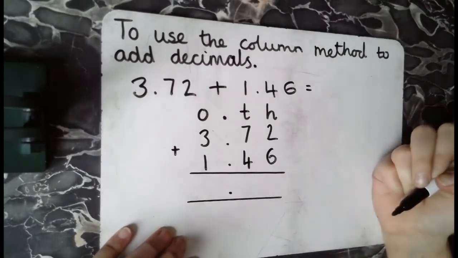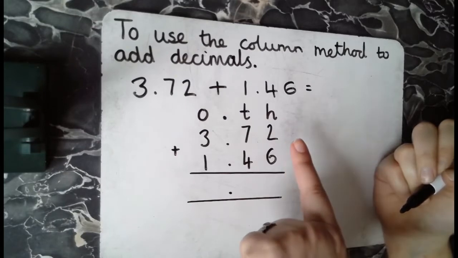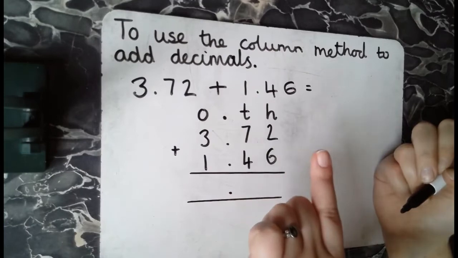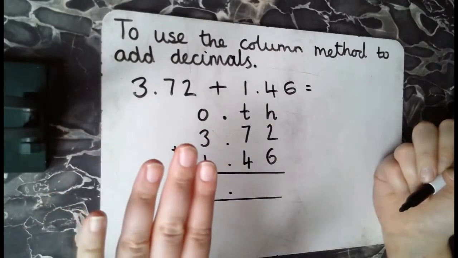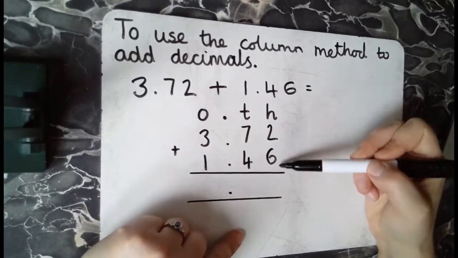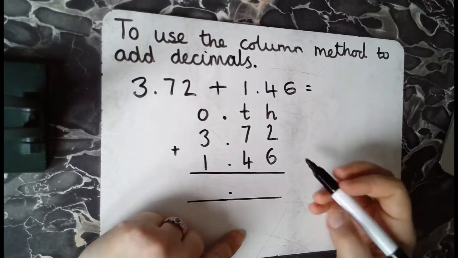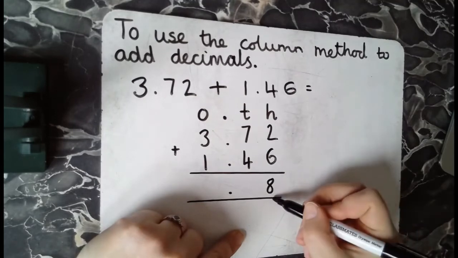Step 4, starting from the hundredths or the tenths, depending on the number of decimal places, I'm going to add one digit at a time to find the sum. So I'm going to work from the right hand side across to the left hand side, just like you would with subtraction or normal column addition. So I'm looking at my hundredths here. 2 hundredths add 6 hundredths are 8 hundredths. So that's an 8 going in that column there in the hundredths column.